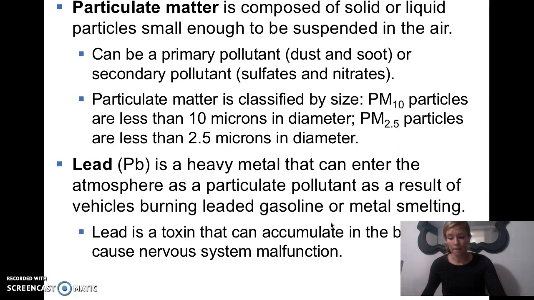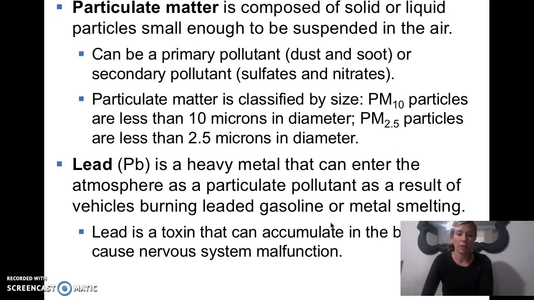so not very good. Then we have lead, whose atomic symbol is Pb. It's a heavy metal that can enter the atmosphere as a particulate pollutant as a result of vehicles burning leaded gasoline or metal smelting. Smelting is the process of getting metal out of a metal ore. We don't really need to know much more about that process, but as long as you know that lead can be released into the atmosphere through lead smelting.